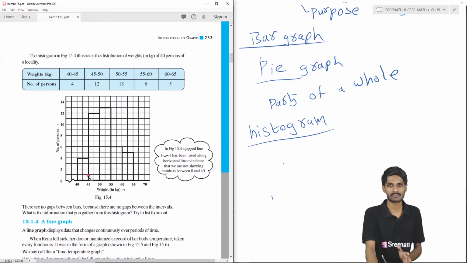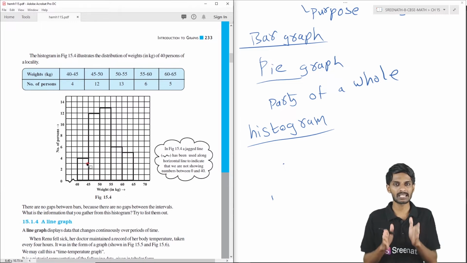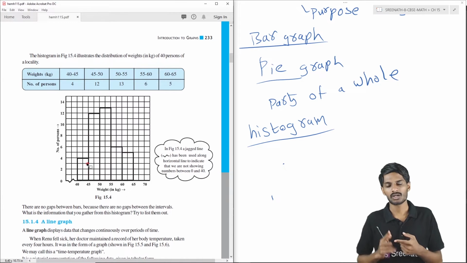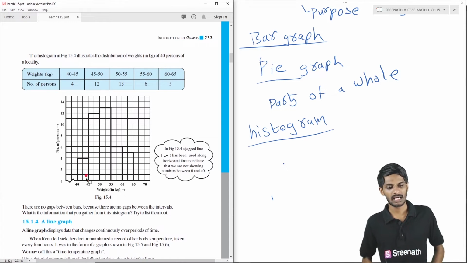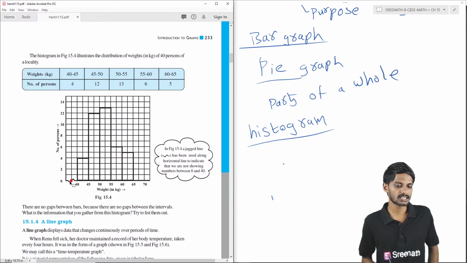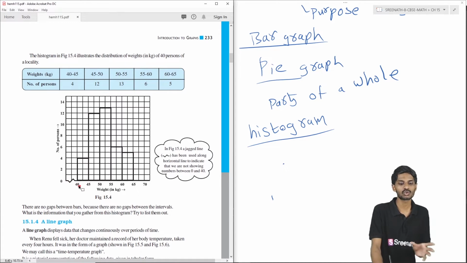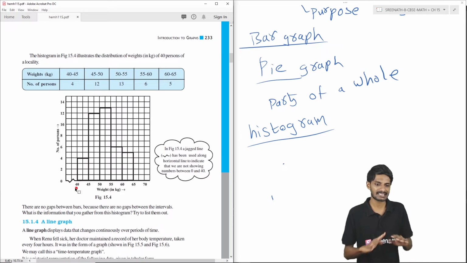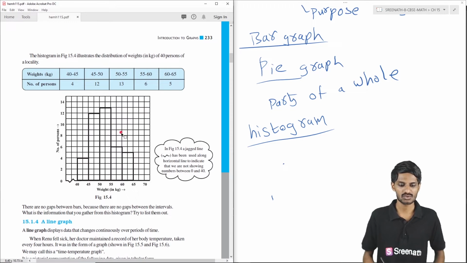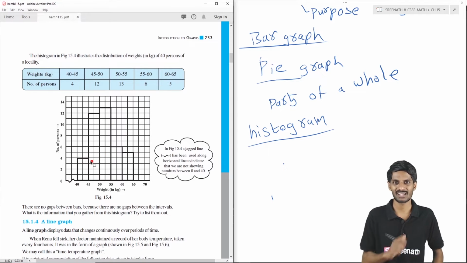There are no gaps. Why? Because we have taken particular intervals, not a particular point, but between intervals. So for the intervals in between, there will be no gap, students. And if you see this type of symbol here, it shows that the readings from 0 to 40 are not written here. We have exempted them, students. So this is all about the histogram, students.